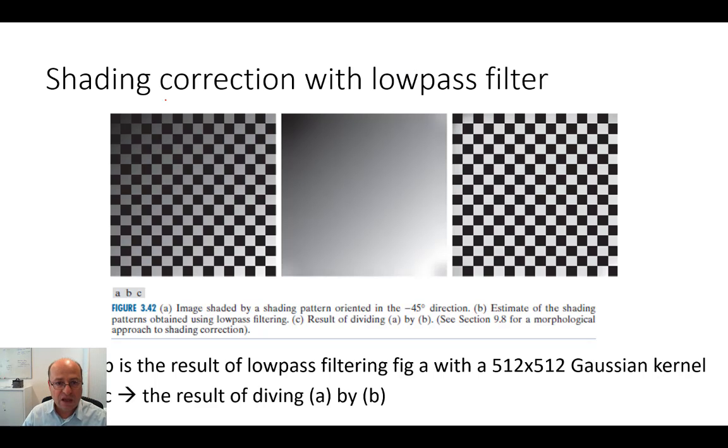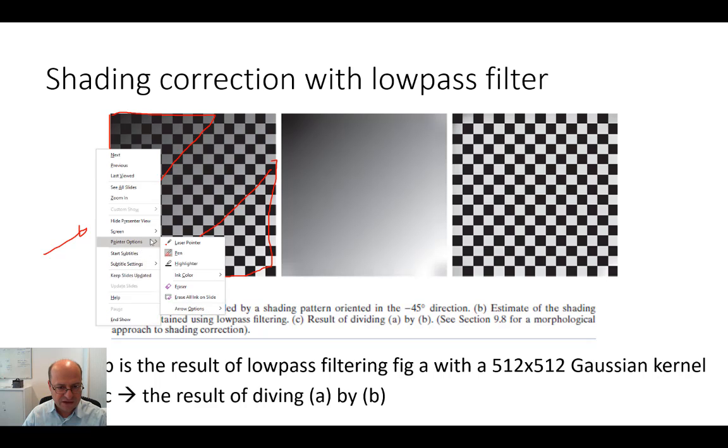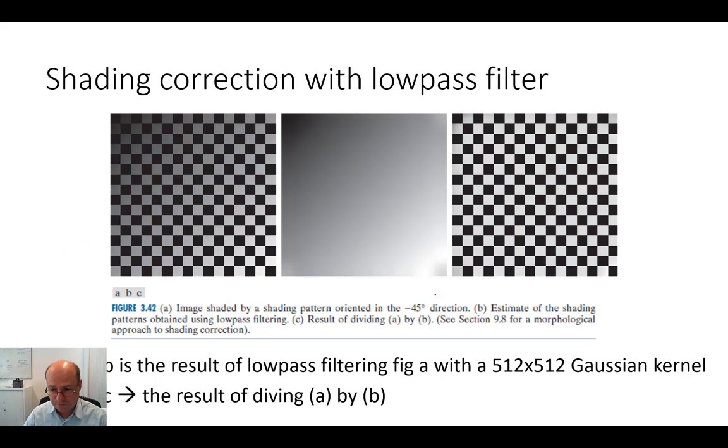The other application is shading correction. Now you have this original image with some sort of defect. You see that this part here is darker than the other part. This is a defect of the imaging system. Then you can estimate the shading patterns.